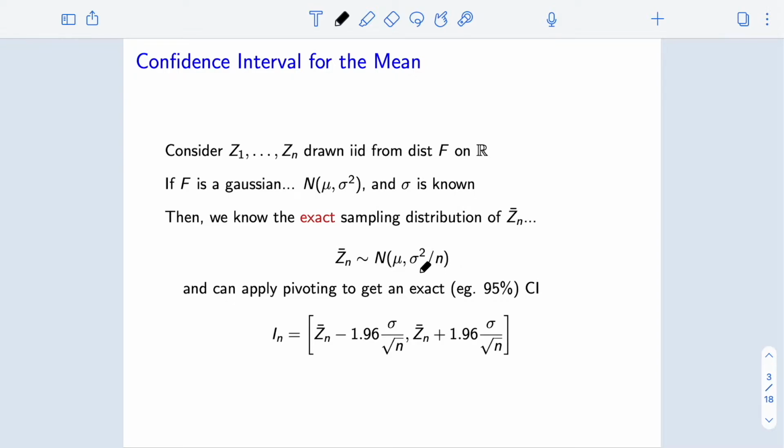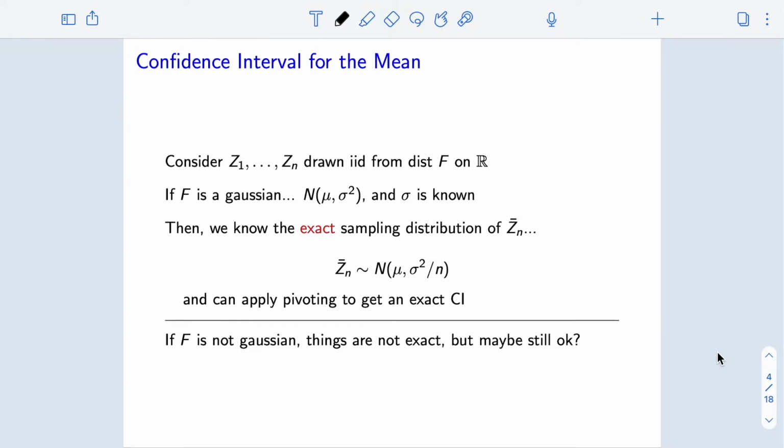And so we can use this and apply that pivoting argument from before to get an exact, say, 95% confidence interval by taking the sample mean and adding or subtracting an amount that is based on the width of its sampling distribution. As a reminder, in this case, 1.96 comes from the 97.5th quantile of a standard Gaussian, and so this 1.96 sigma over square root n is the 97.5th quantile of the sampling distribution of z bar n minus mu. Right, and that is exact because our sample mean has an exact Gaussian distribution.